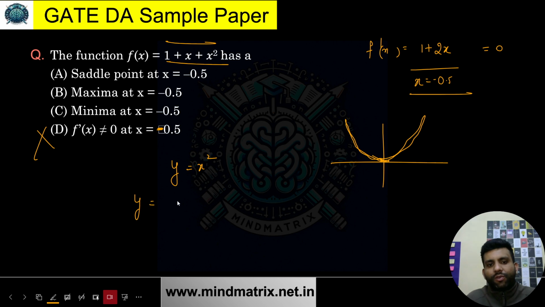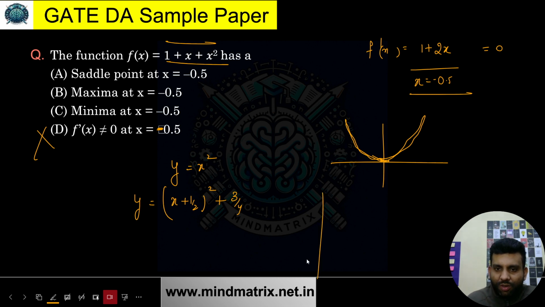So this would be x plus 1 by 2 square plus 3 by 4. Yes or no? If you just simplify it, if you simply open this up, you'll get this thing only. So what should be the graph for this one?